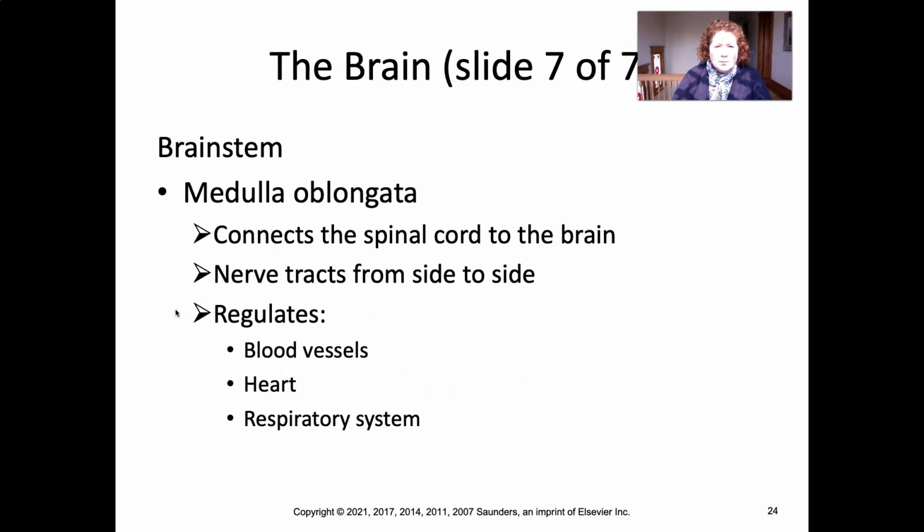The medulla oblongata is what connects the spinal cord to the brain. There are nerve tracts from side to side, and it regulates your blood vessels, heart, and respiratory system.